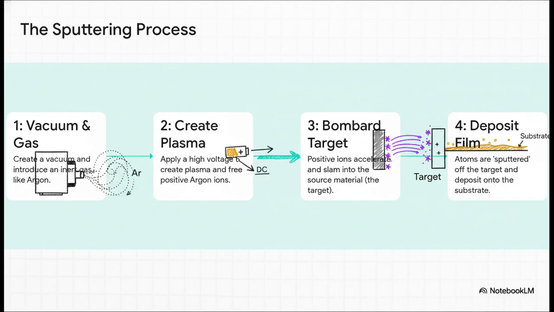Let's just walk through it step by step. So first you start with a vacuum chamber, and you pump in just a little bit of an inert gas, usually argon. Then you hit it with a high DC voltage. This ignites the gas into a glowing plasma, creating this whole cloud of positively charged argon ions. Now these ions see a negatively charged target, that's our source material, and they are instantly attracted to it. They accelerate and just slam into it with incredible force, physically knocking atoms of the target material loose. These newly freed atoms then fly across the chamber and land on whatever it is you're trying to coat, the substrate, and they build up, atom by atom, into a perfectly thin film.